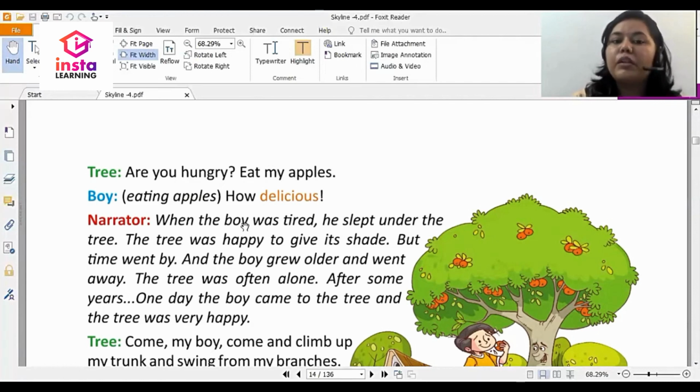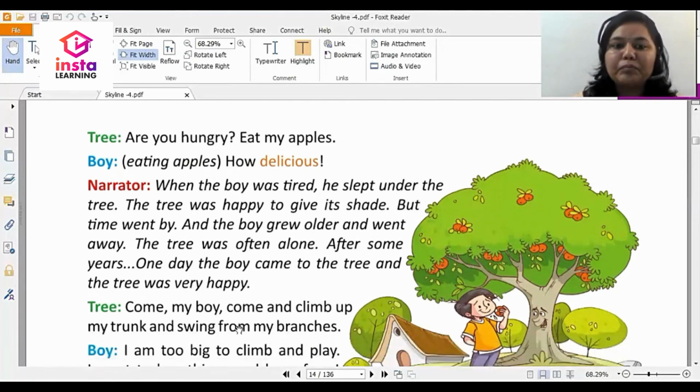Narrator: When the boy was tired, he slept under the tree. The tree was happy to give its shade. But time went by, and the boy grew older and went away. The tree was often alone. After some years, one day the boy came to the tree, and the tree was very happy.